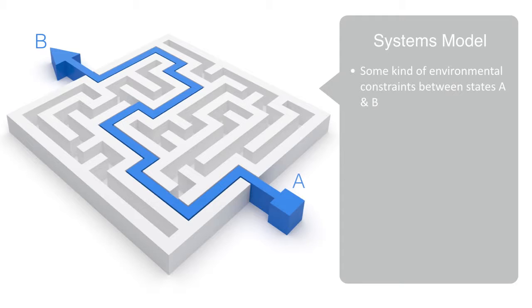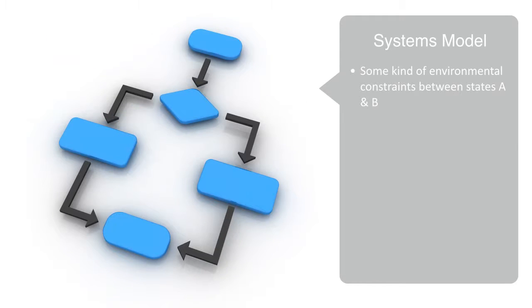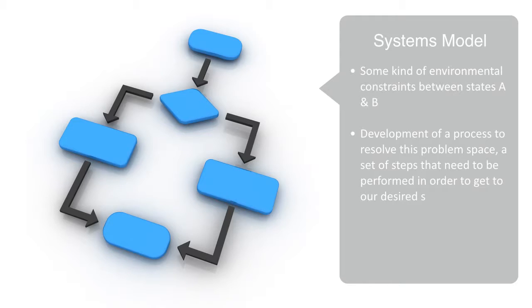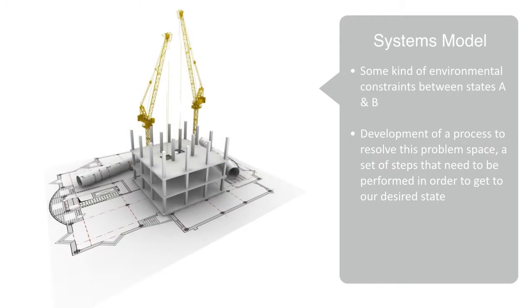Engineering, then, is the development of an algorithmic process to solve this problem space. That is to say, a set of steps that need to be performed in order to get to our desired state. Technology is the actual system that performs this process, taking us from A to B. In this way, we can then think about technologies as systems, in that they have some input of resources, and they perform a function on these inputs in order to produce some desired output.